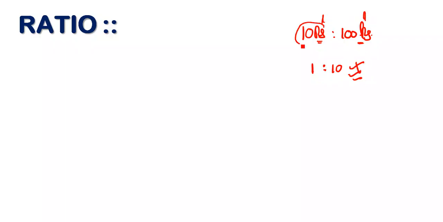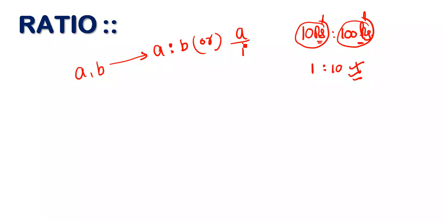So 10 rupees is one quantity, and 100 rupees is another quantity. Two quantities of the same units is called a ratio. It means similarity, guys. Ratio means similarity. Okay? For example, for A comma B, the ratio is A is to B, or A by B, which is the same.